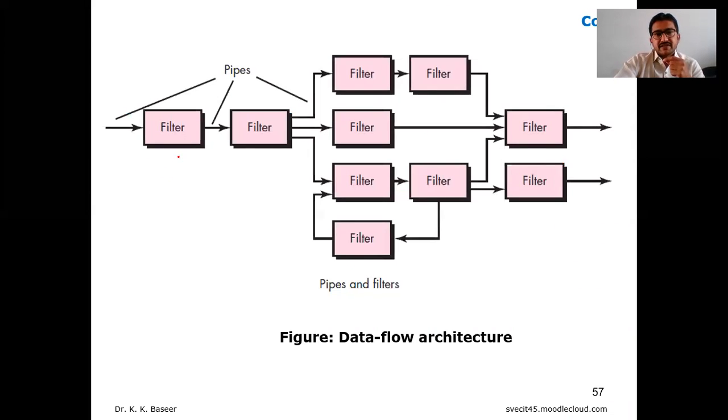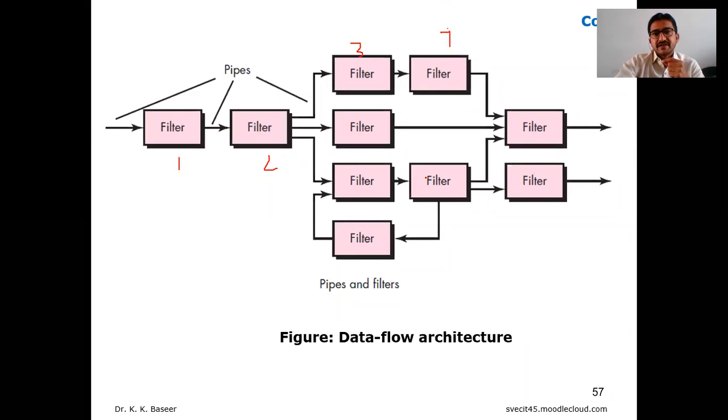Now between the filters, different filters are there. Filter 1, filter 2, filter 3, 4, 5, 6, 7, 8, 9, 10. Ten filters are available over here, right? So these 10 filters communicate with each other to manipulate the data. The arrow marks, the connectivity from filter to filter, are called pipes. If you make that combination, it will be called pipe and filters.